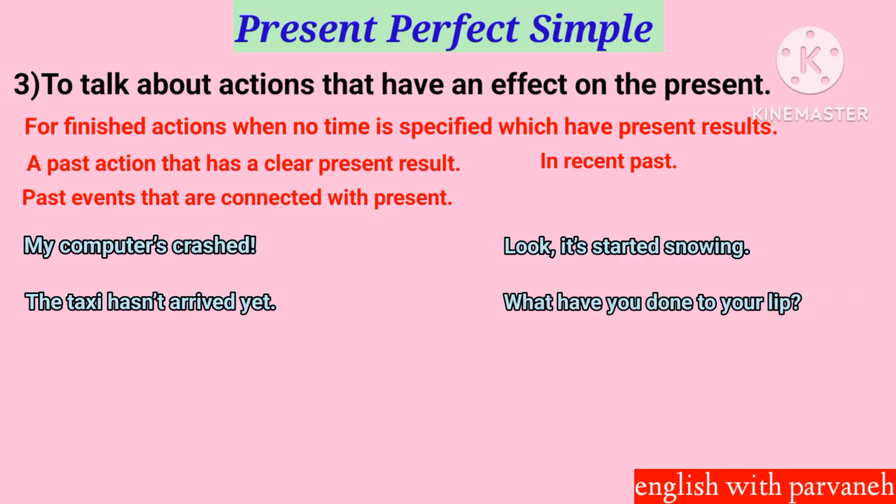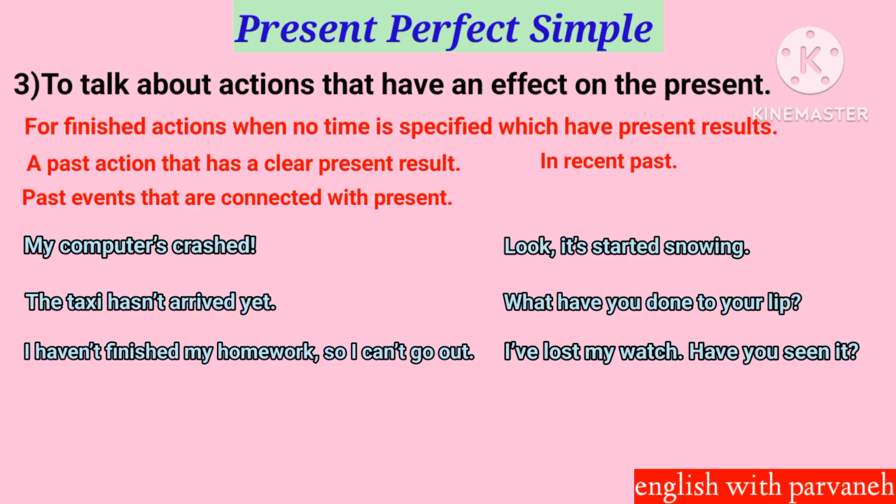What have you done to your lip? The present effect is it's bleeding. I haven't finished my homework, so I can't go out. The present result is I can't go out. I have lost my watch. Have you seen it? The present effect is I don't have a watch now. Jane has already done her homework. Here it is. The present result is the homework that you can see.